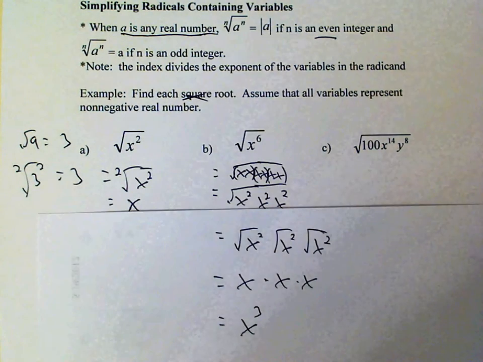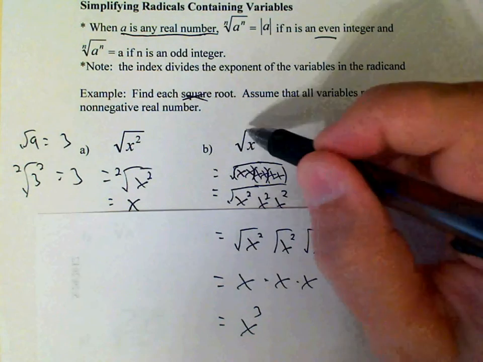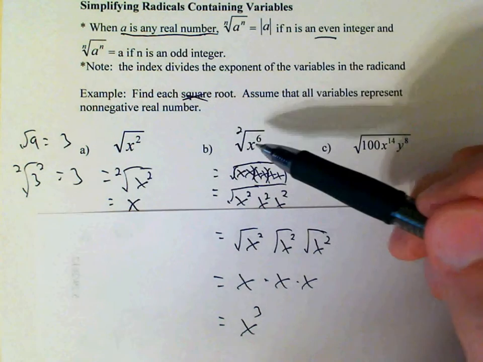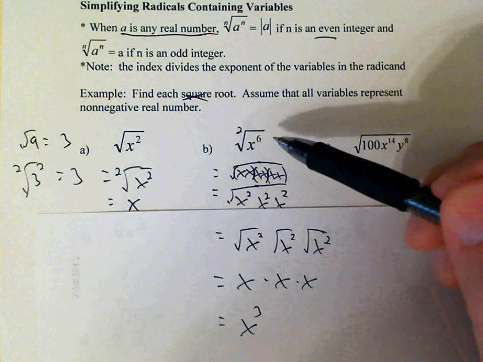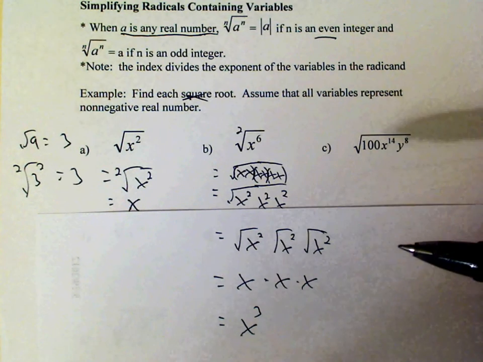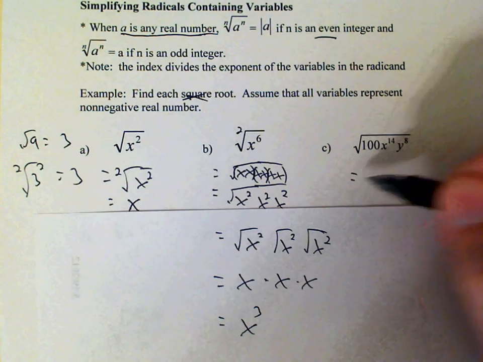But there's a faster way. If it's square root, the index is a 2. How many times 2 divided by 6? 3 times. That's the way I prefer to do it. You'll find out that's by far the easiest way. So let's go with that.